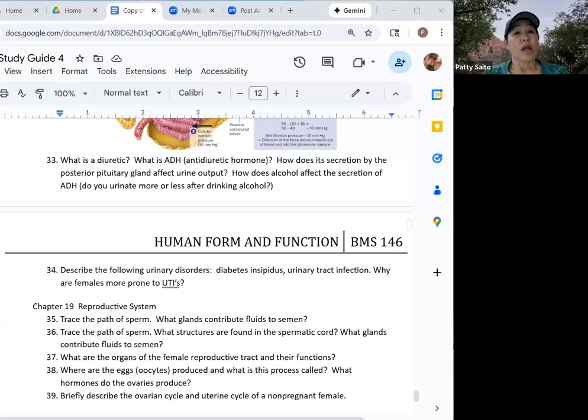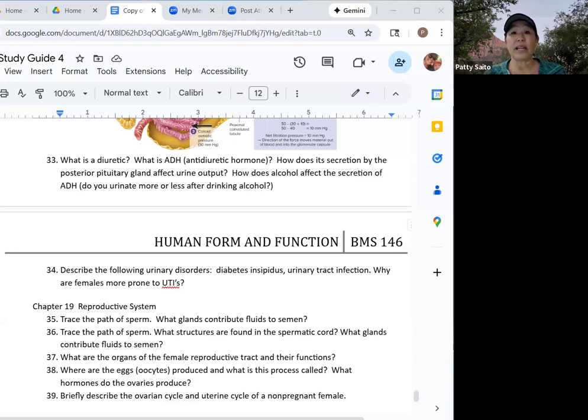All right, if you recall in the endocrine system, our posterior pituitary gland secretes a hormone called anti-diuretic hormone. So if a diuretic causes you to pee more, what do you think anti-diuretic does? It causes you to pee less. In other words, it helps you to conserve water. So this hormone is released when we need more water.